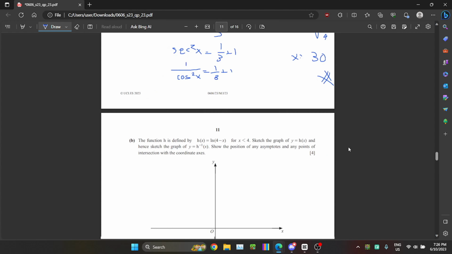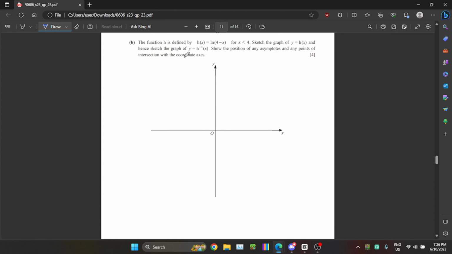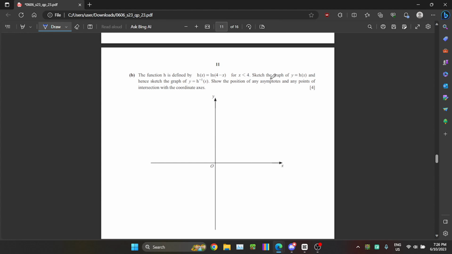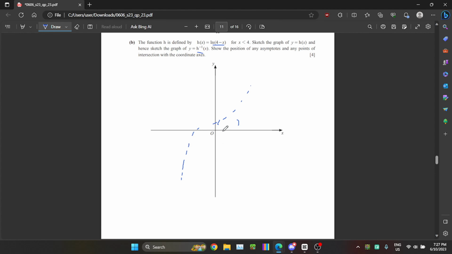Okay. The function h is defined by h(x) equals ln(4 minus x), for x smaller than 4. Sketch the graph of this and sketch the graph of this. Oh my god, it's so easy. ln is something you can press on your calculator, so you can just put ln(4 minus x) with whatever x value you get, and it'll start putting up points. You just gotta sketch the graph out like this, and then find the point that intersects. It's basic maths. So why do they tell you this?